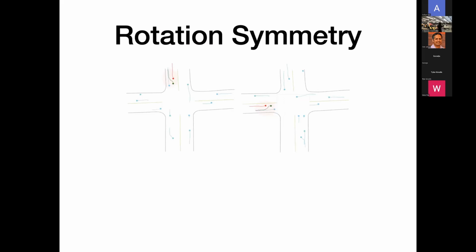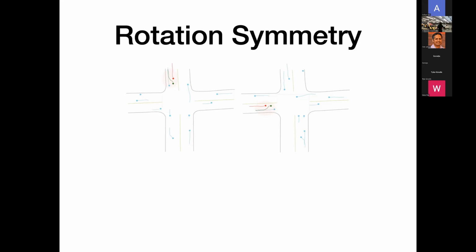So here we're looking at rotation symmetry. And the motivation for looking at rotation symmetry is when we look at this kind of intersection. So this is the bird's eye view of cars, and each of the dots is a car, an agent on the road. And then we have this tail, which represents the past trajectory of this agent. So here we're looking at different agents moving around in this intersection.